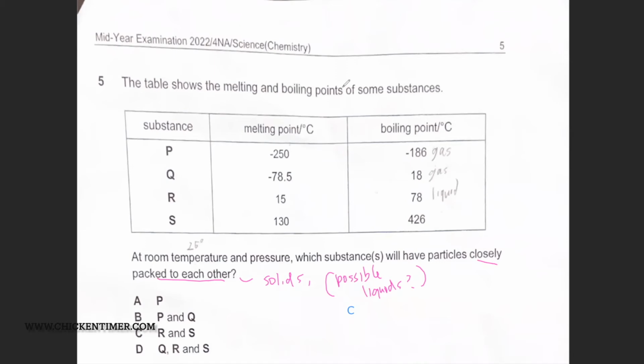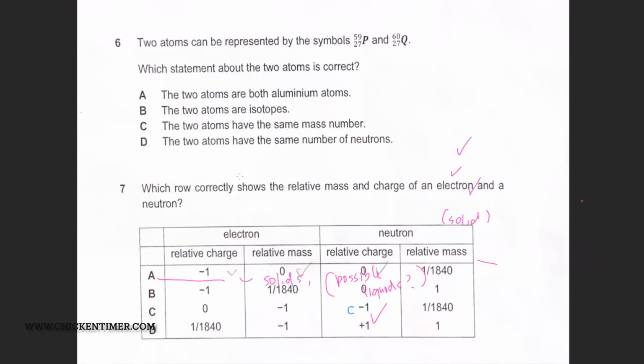So P, melting point, room temperature and pressure, this is a gas. Then room temperature and pressure, this is also a gas. Then R is a liquid, then this is a solid. So the answer is only R and S. You don't have Q. The option with R and S, the other one is D. But D has Q. Q is a gas, so that one automatically goes out the window. Your answer is correct. These 2.